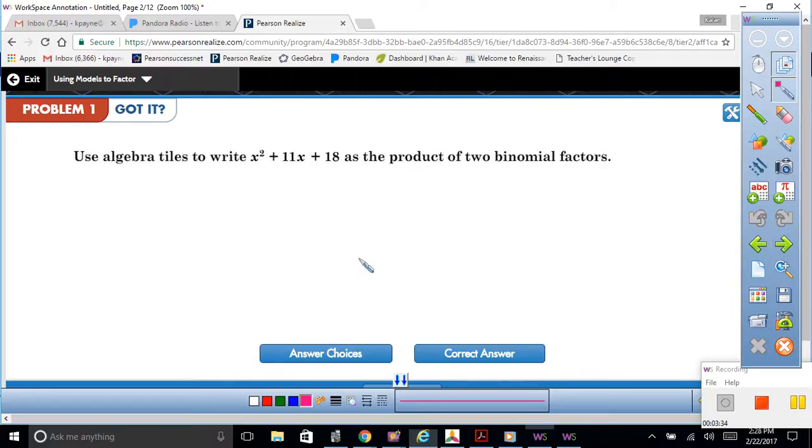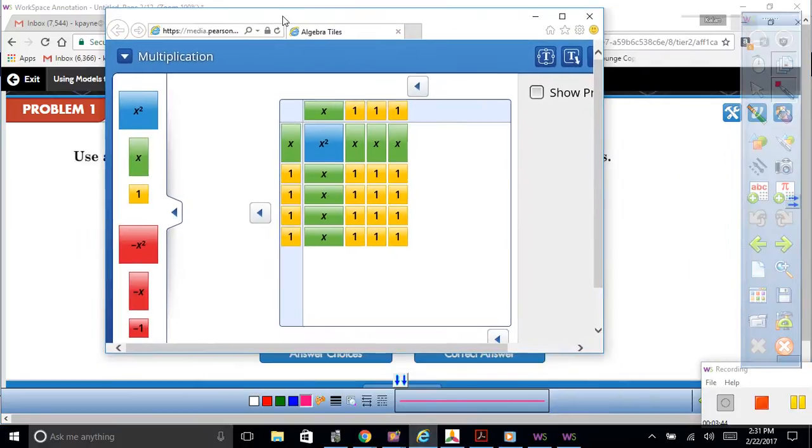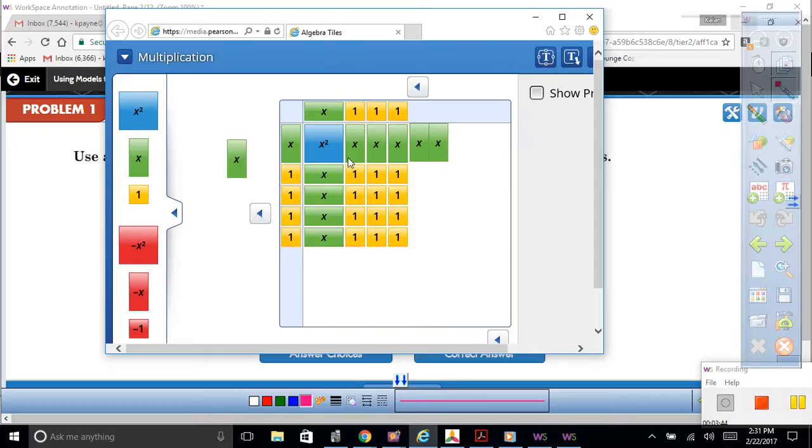So get your book out. And again, they want us to use algebra tiles. This time we have x squared plus 11x plus 18. So I've got 11x tiles, which means I'm going to be adding some more here. So that's 4, so that's 8 because I added one more. 9, and then I'll probably add some on this side too. 10, 11. So let's see.